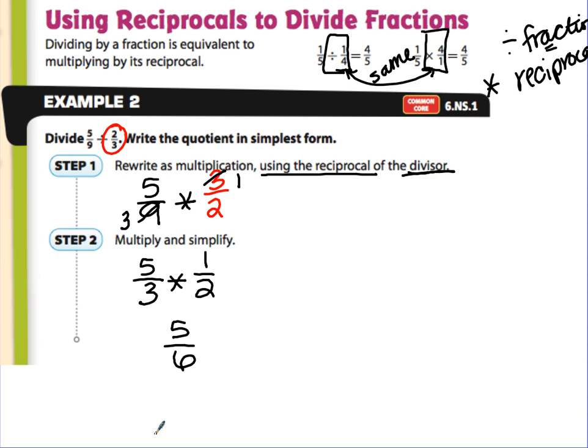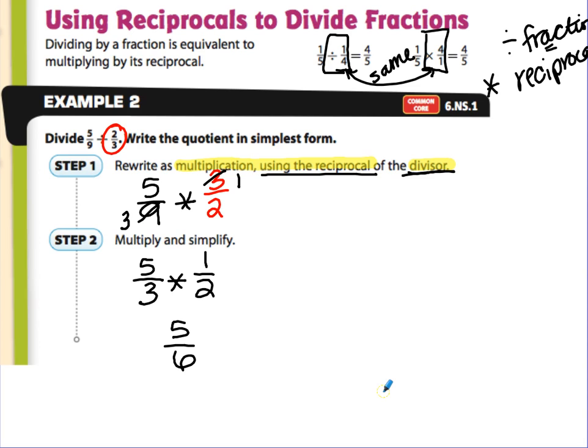So the idea of how to do it is actually fairly simple as well because you're turning it into multiplication. It's just remembering this part. I cannot tell you how important it is to remember, and I'm actually going to put it in yellow, multiplication using the reciprocal. You have to use the reciprocal, and it has to be the reciprocal of the divisor. I can't stress that enough, right?